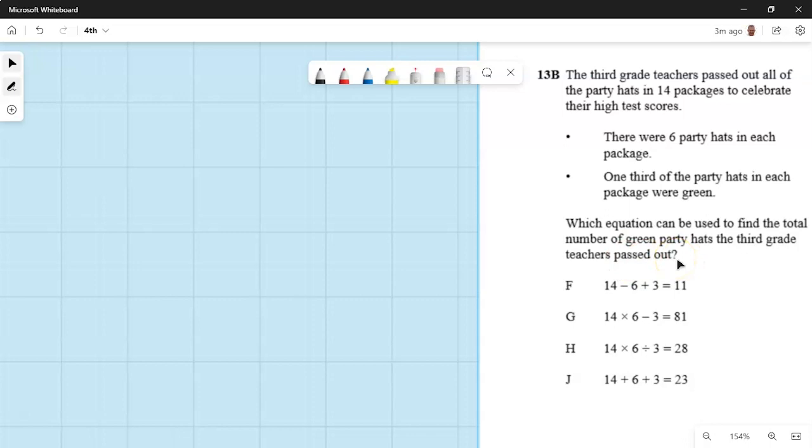So I want to make sure I'm answering my question. I'm trying to figure out how many of these hats were green. Circle some important information. I had 4 packages. There were 6 party hats in each package. See the word each right there. And 1/3 of the party hats in each package.